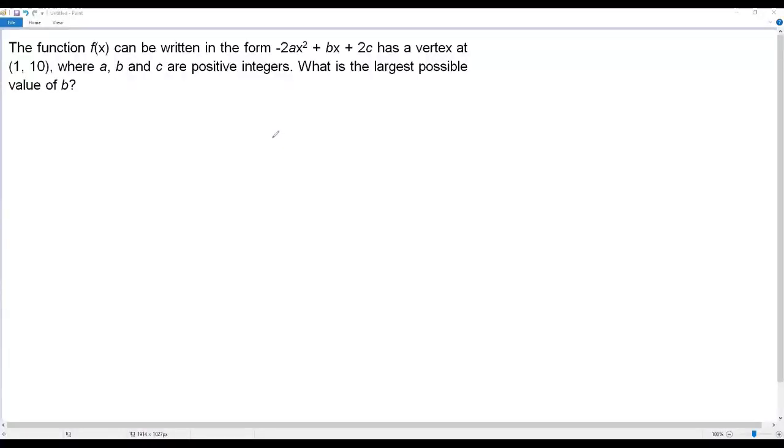Here we have a SAT math question. Okay, let's go with the information. The function f of x can be written in the form negative 2a x squared plus bx plus 2c and has a vertex at (1, 10), where a, b and c are positive integers. What is the largest possible value of b?